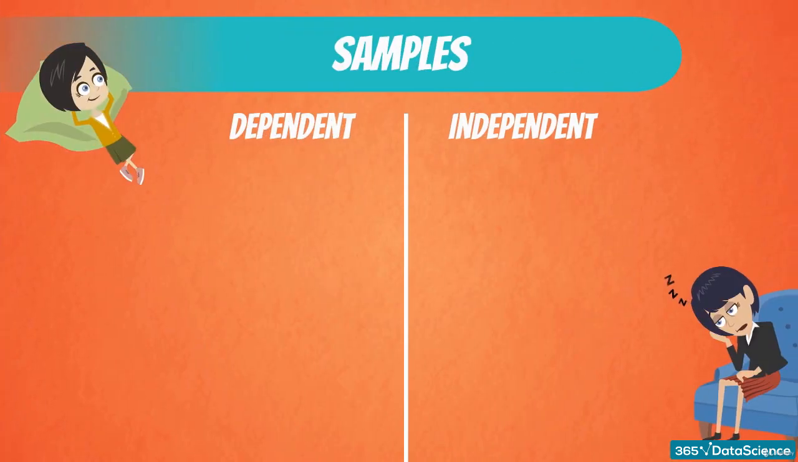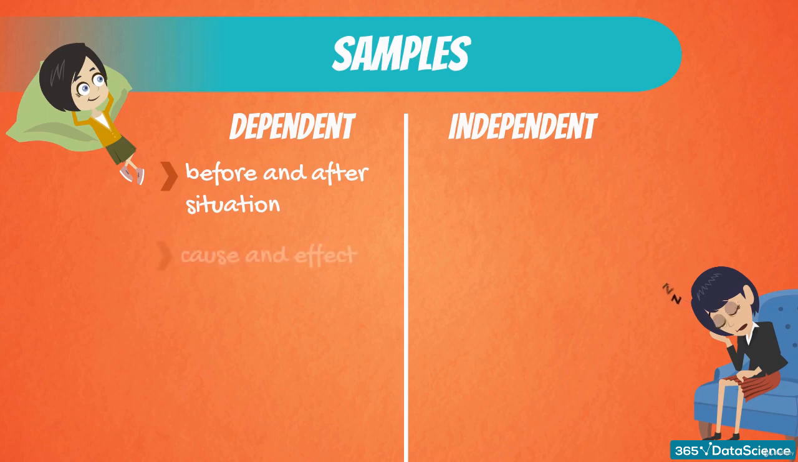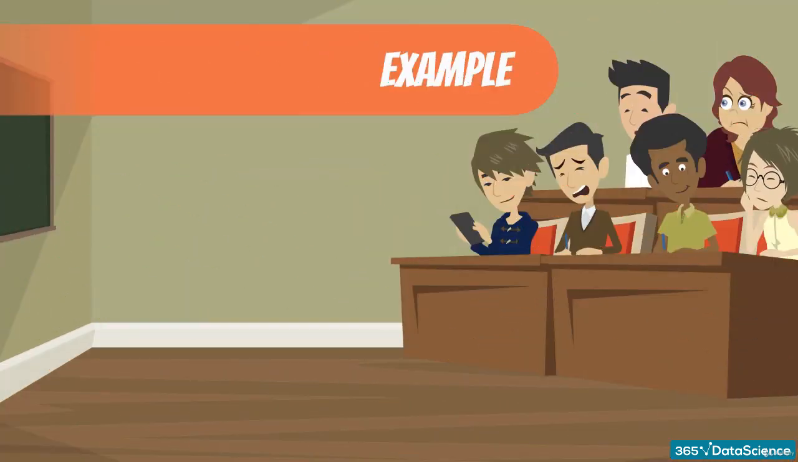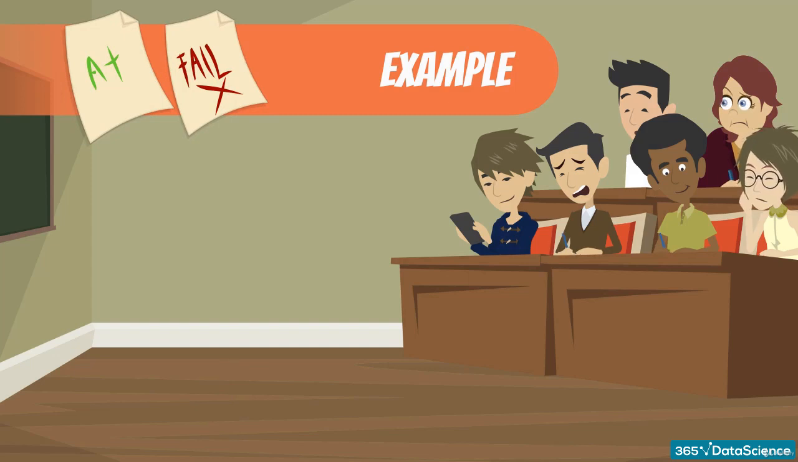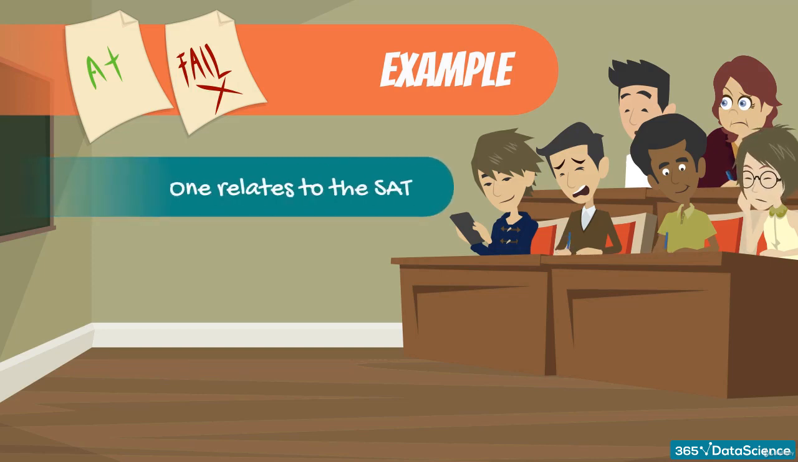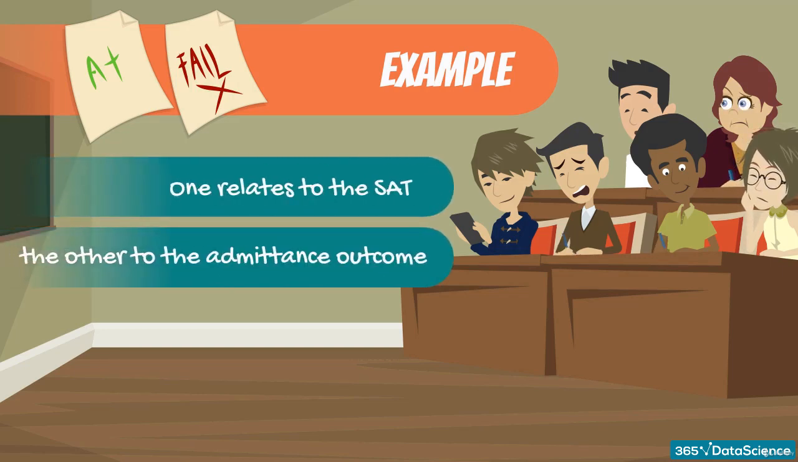Finally, we can have the same people but in samples relating to different things. So instead of a before and after situation, we are looking at cause and effect. For example, when applying to university in the US, you sit the SAT and based on it you either get admitted or you don't. The applicant is the same person. However, the samples are different. One relates to the SAT, the other to the admittance outcome.